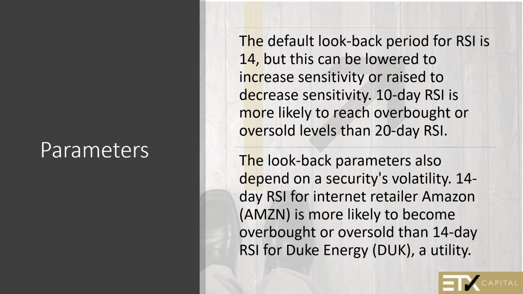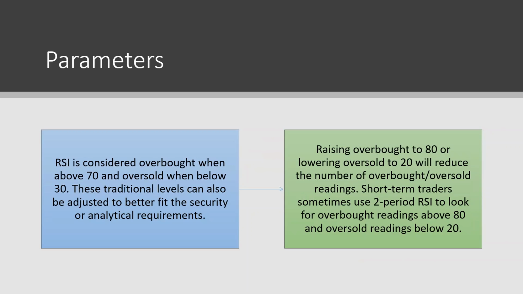The default look-back period for RSI is 14, as I mentioned, but this can be lowered to increase sensitivity or raised to decrease sensitivity. A 10-day RSI is more likely to reach overbought or oversold levels than a 20-day RSI. The look-back parameter also depends on a security's volatility. A 14-day RSI for internet retailer Amazon is more likely to become overbought or oversold than a 14-day RSI for, say, Duke Energy, which is a utility that doesn't move much.